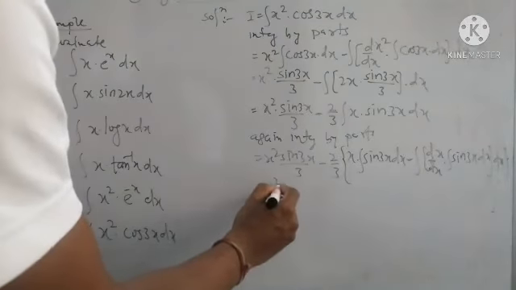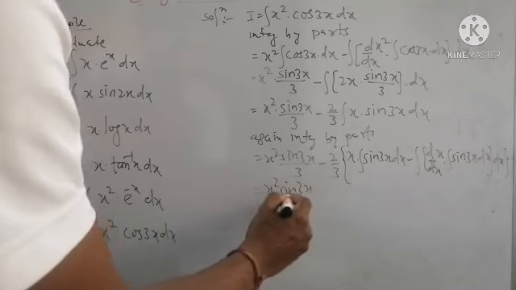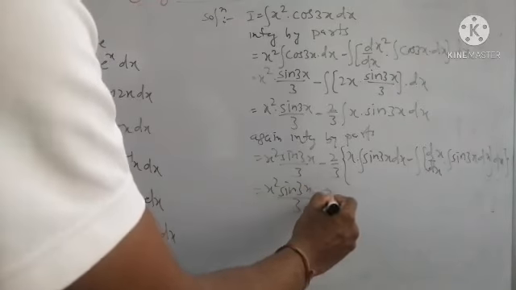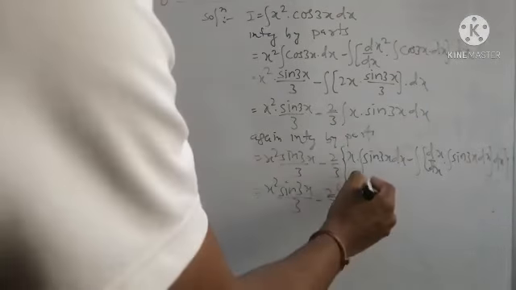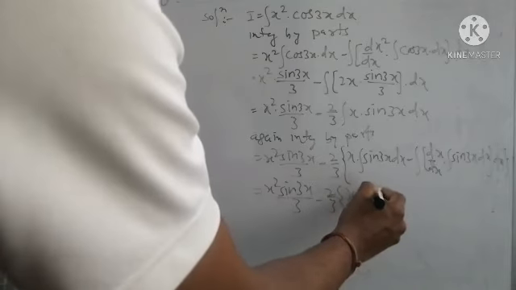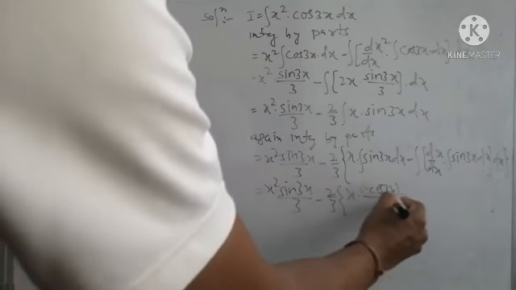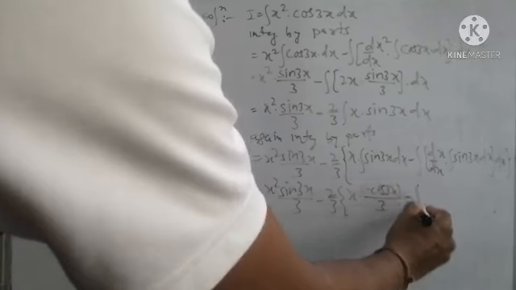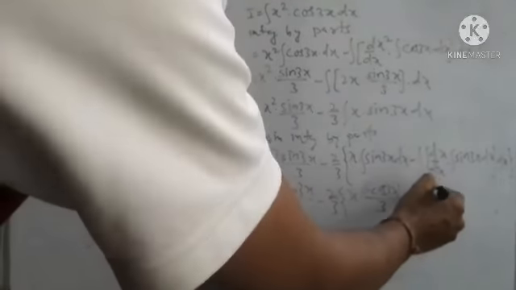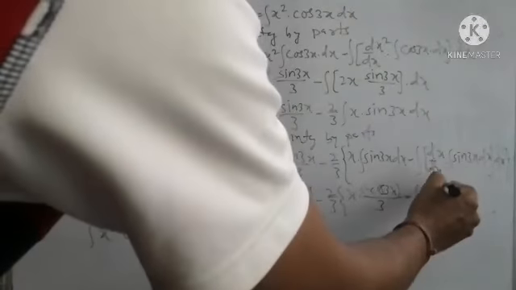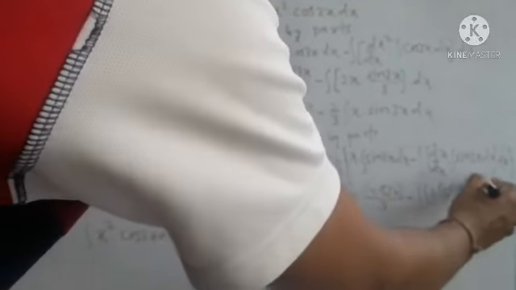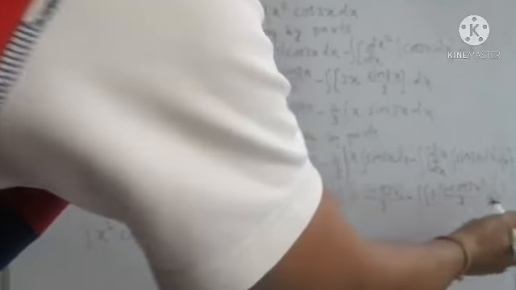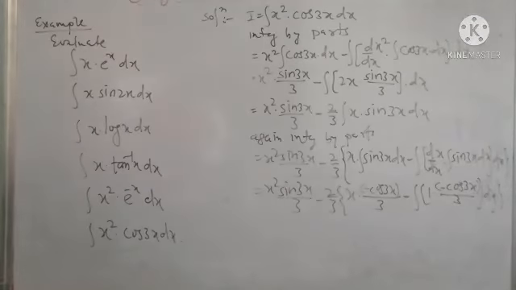Now x square into sine 3x divided by 3 remains as it is, minus 2 by 3 into bracket, x remains as it is. Now integration of sine is always cos, so integration of sine 3x, as the coefficient of x is 3, is minus cos of 3x divided by 3, minus integration of bracket. Now in the second part, derivative of x is 1 and integration of sine 3x, as we saw, is minus cos 3x divided by 3, bracket complete, into dx, and the whole bracket complete. Now simplify this bracket to get the answer.